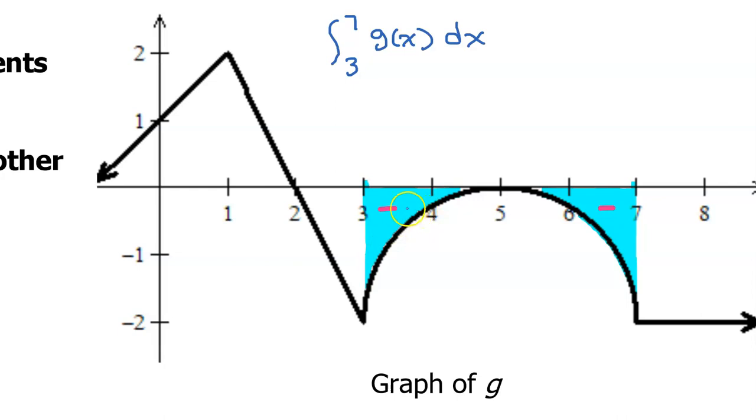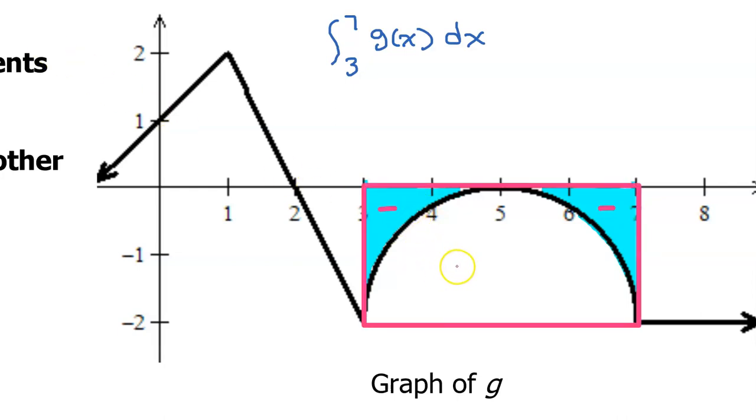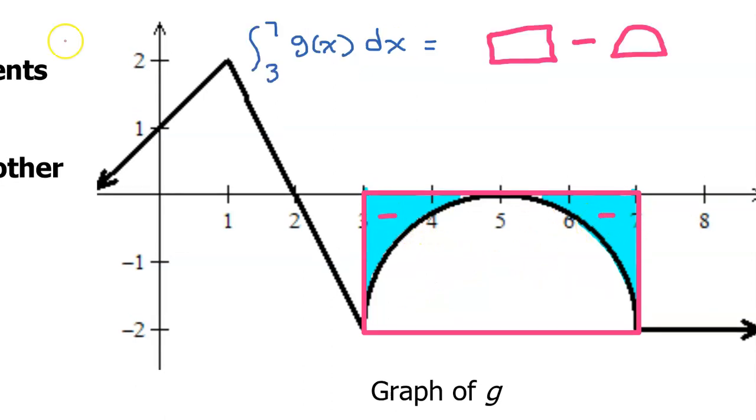So what do we do? We can again view this as a subtraction problem. If we take the area of the large rectangle, and then subtract the area of the semicircle, that will leave the blue area that we want. So we're doing rectangle minus semicircle. The area of a rectangle is base times height. The base is 4 units, and the height is 2 units. So this is the area of the rectangle.